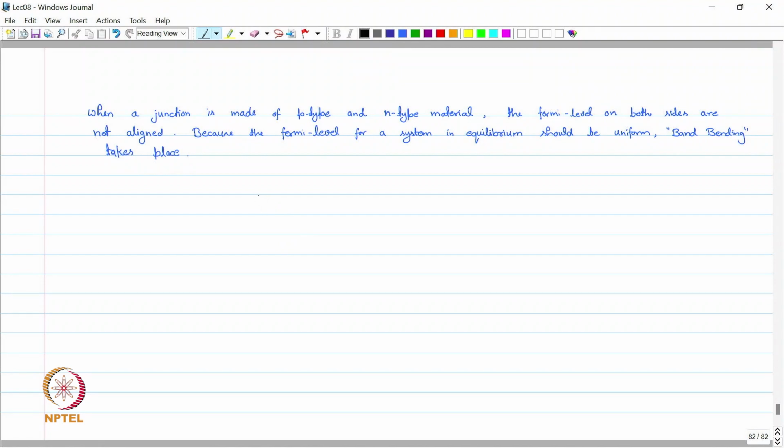We have this first side where we have band something like this, and on the other side we have like this.